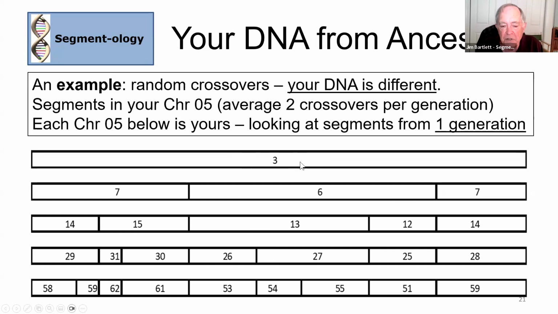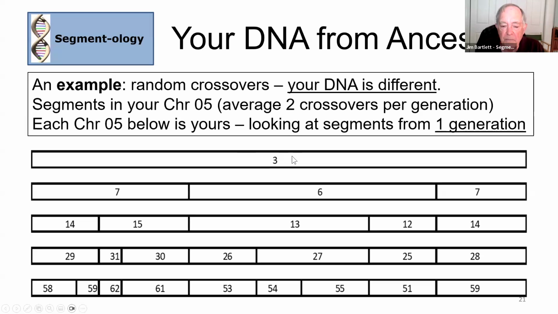So this generation is your mother. I've used Ahnentafel numbers here instead of names of my ancestors. 3 is the Ahnentafel number for your mother, and 7 would be her mother, and 6 is her father, 7's her mother. So this is sort of what we saw before.